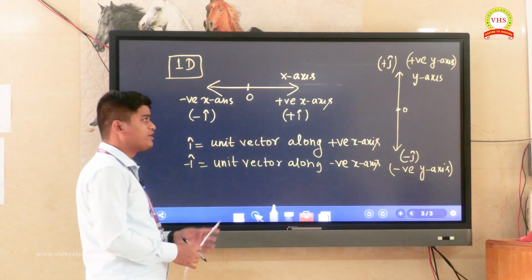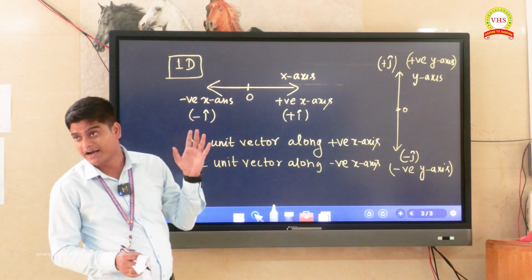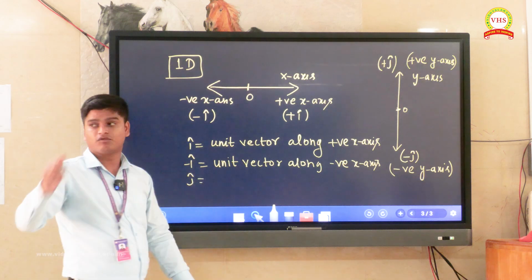Okay. So these all are unit vectors I am telling, right? Unit vector means magnitude is what? 1. Magnitude is 1. Now suppose I tell you the j cap vector. Now you all tell, what is j cap?